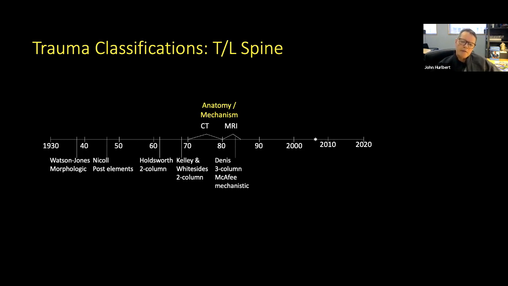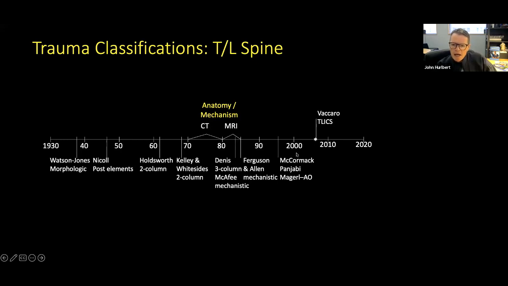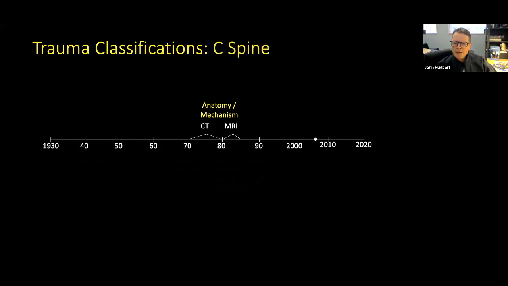At the same time MRI was coming out, Denis had the 3-column system. McAfee proposed a mechanistic system. Ferguson and Allen had a mechanistic system. And the Magerl AO system came in the mid-90s, at the same time as Punjabi, White, and Paul McCormick. In the late 2000s, Vaccaro brought in the TLICS system, and that's the first time that MRI was used to contribute to a grading scheme for thoracolumbar trauma. There's been a modification to the AO since then, but the state of the art pretty much remains what we had in 2010.